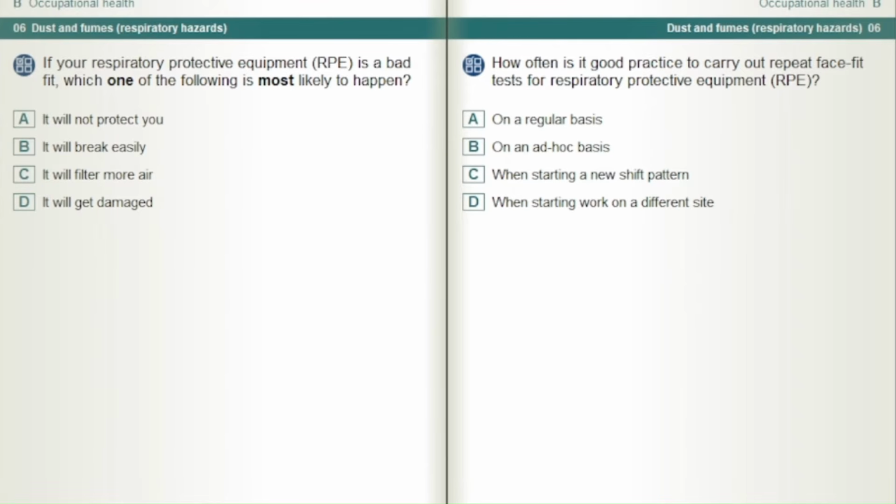How often is it good practice to carry out repeat face fit tests for respiratory protective equipment, RPE? On a regular basis. On an ad hoc basis. When starting a new shift pattern. When starting work on a different site.